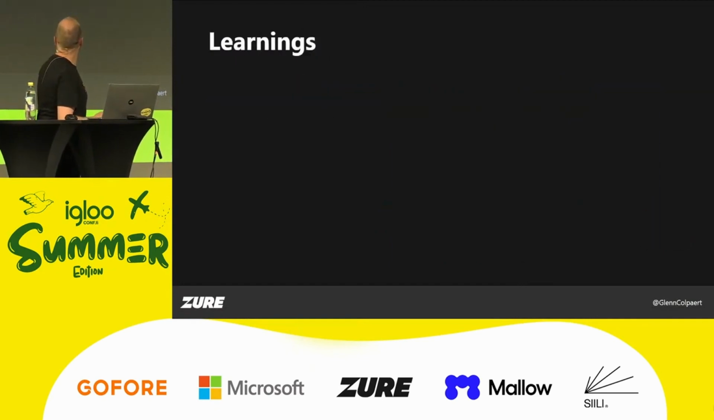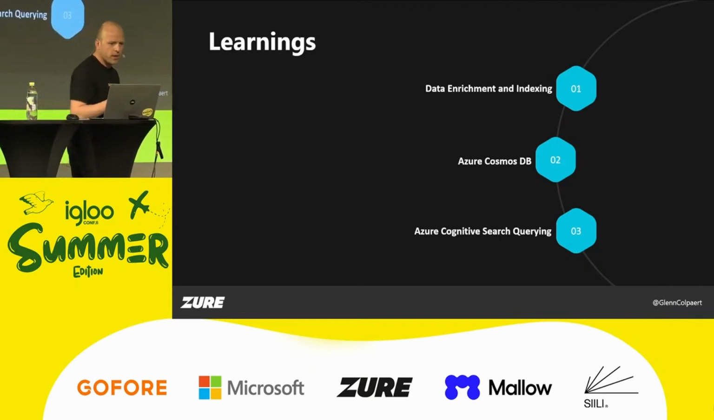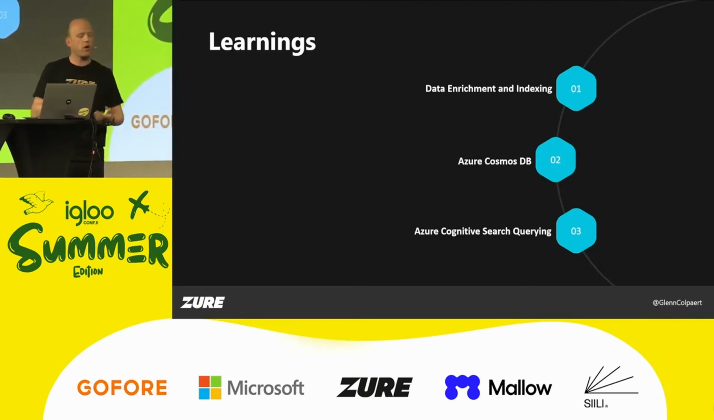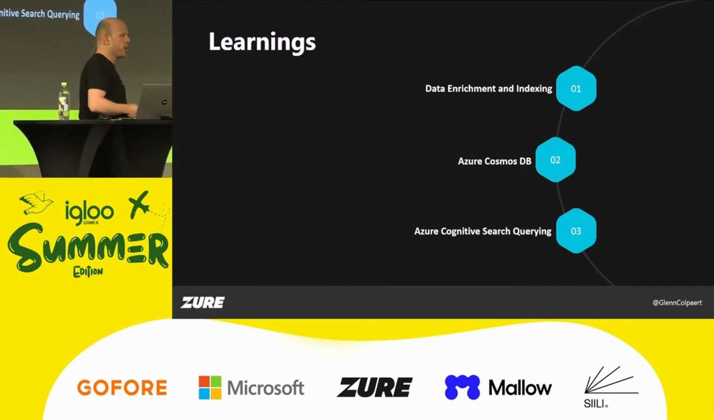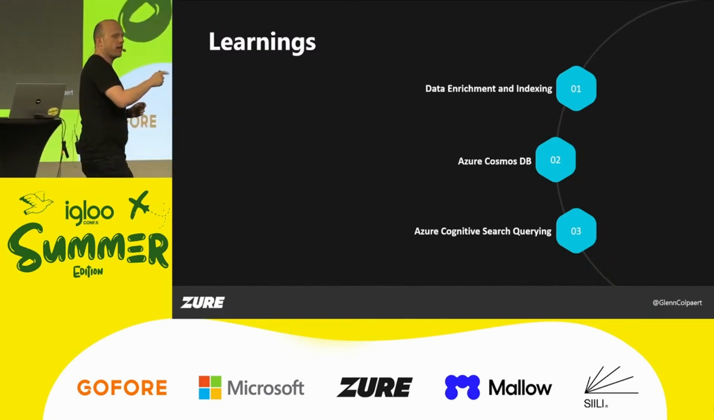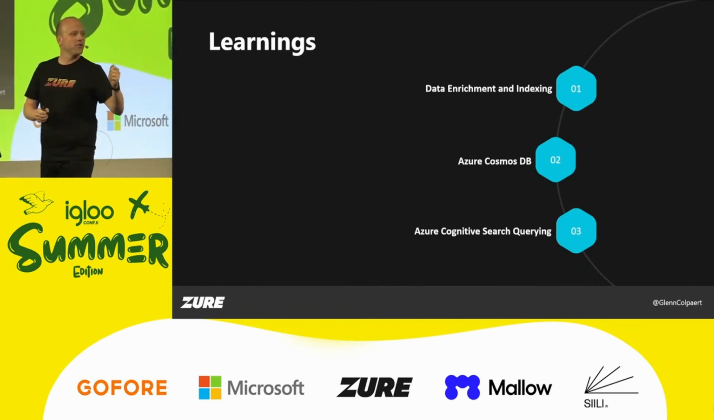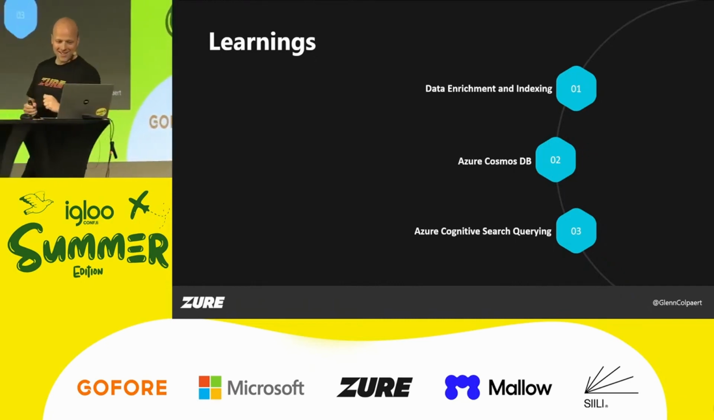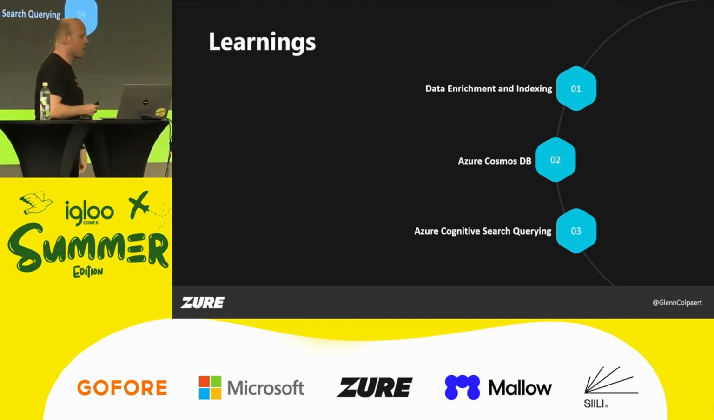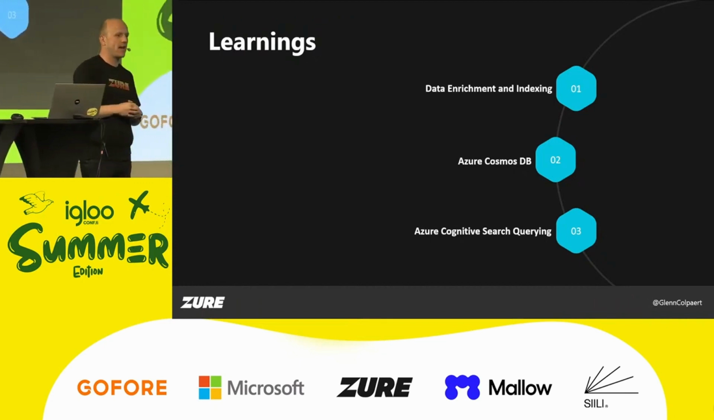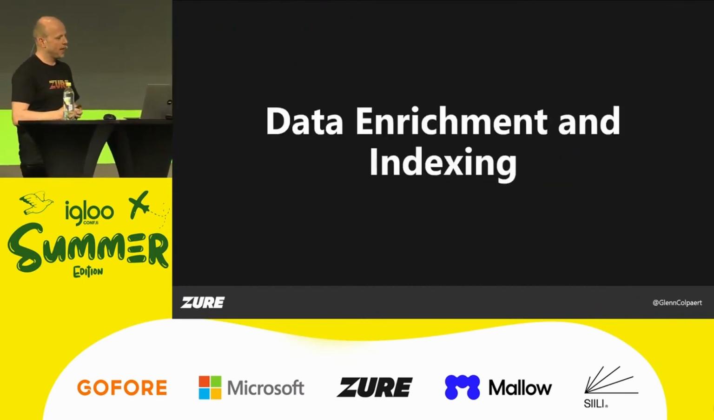Good. So what we will learn today is data enrichment and indexing, and how cognitive search is working. We will talk a bit on CosmosDB, because Mark covered that yesterday, but we will do something fun. So take your cell phones. It will be super fun, I guess. Let's hope so. And then we will talk about cognitive search and how you use the API to query the data. So, data enrichment and indexing.